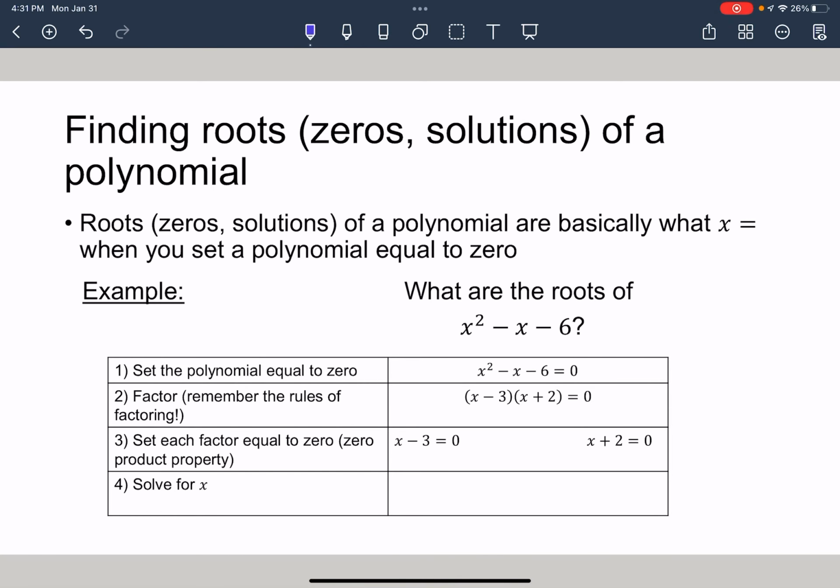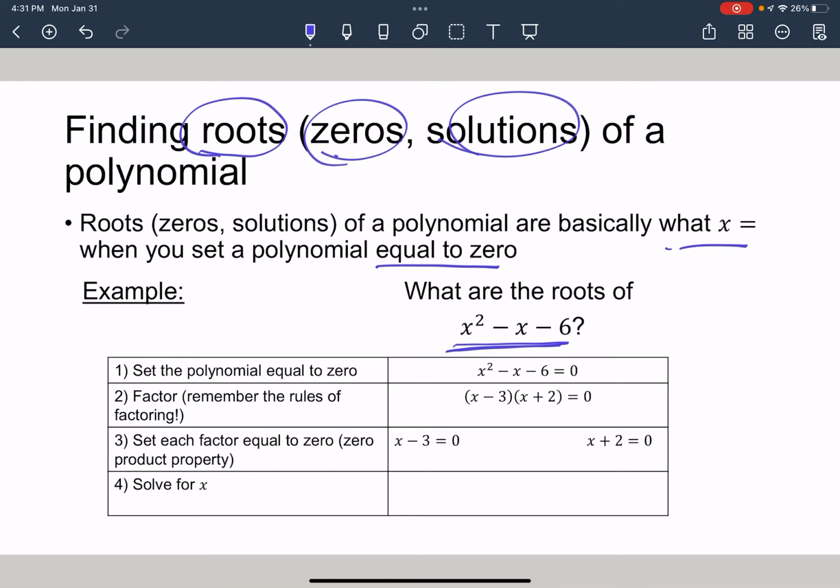When we solve and find the values of x, that's also called finding the roots, zeros, or solutions. It's basically what happens when you take the polynomial, set it equal to 0, and find the values of x. So let's look at this example. It says, what are the roots of x squared minus x minus 6? This is the kind of trinomial we've been factoring. When it wants us to find the roots, you take x squared minus x minus 6 and you set it equal to 0. Then you factor it.